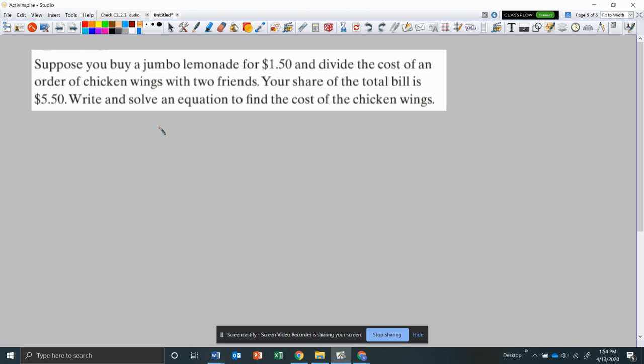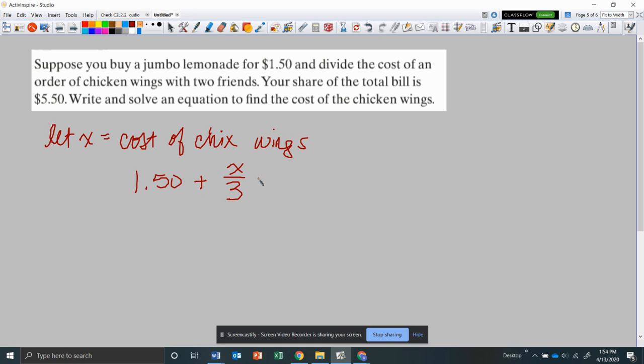Okay, you buy a jumbo lemonade for $1.50 and divide the cost of an order of chicken wings with 2 friends. Okay, we don't know how much the chicken wings cost. So let's let x equal the cost of chicken wings. Okay? So you're gonna pay $1.50, and then you're gonna take the cost of the wings and you're gonna divide it by 3. So I'm gonna make that a fraction.